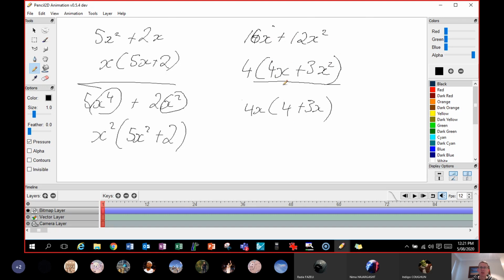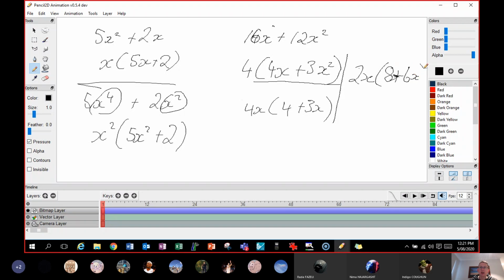So I'm going to show you another way to do this. Just say if you didn't recognize 4 was common in both of them, but you only recognized 2x was. So I'm going to go 2x. I'm going to take 2x out of them. 2x, and then I've got 8, plus 6x.